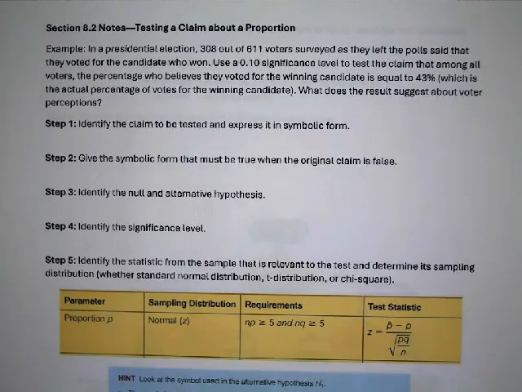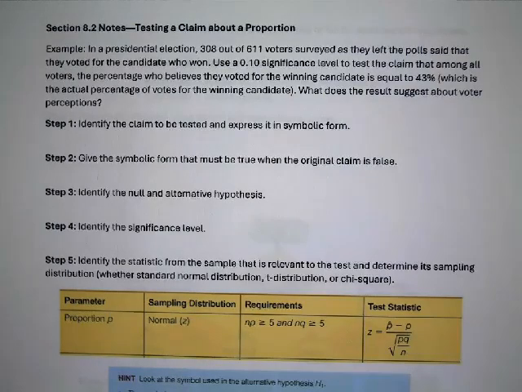Use a 0.10 significance level to test the claim that among all voters, the percentage who believes they voted for the winning candidate is equal to 43%, which is the actual percentage of votes for the winning candidate. So did people who voted for the winner know that they voted for the winner? Were they right? What does the result suggest about voter perceptions?